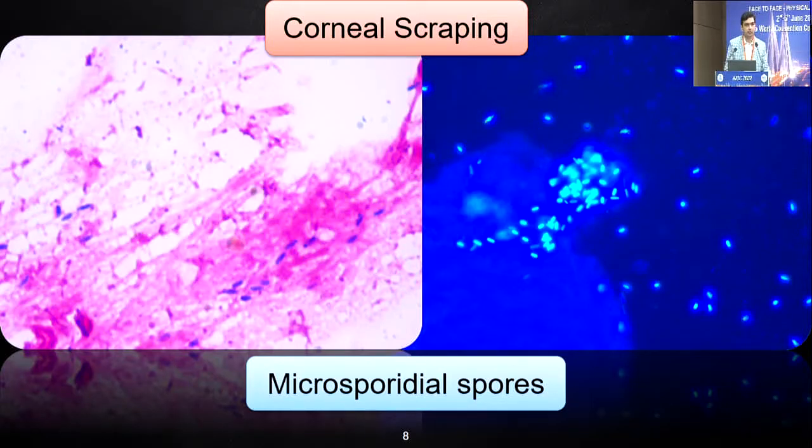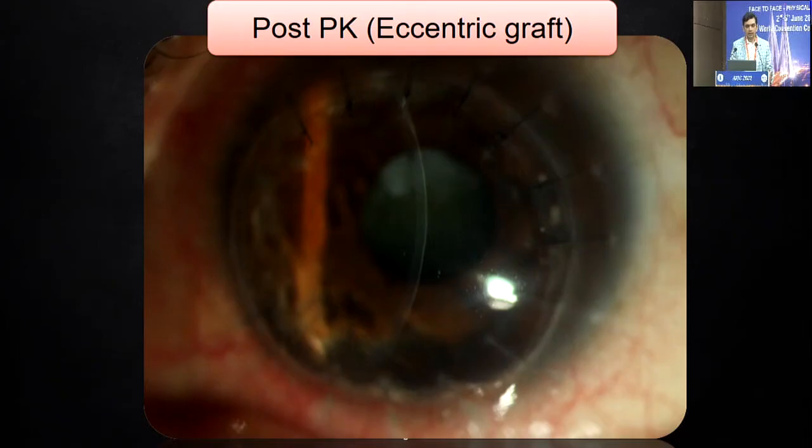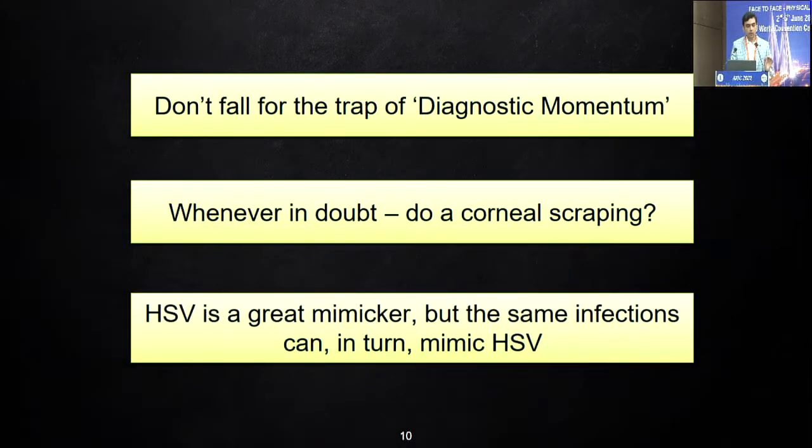We did a corneal scraping, and what we found was microsporidial spores in the stroma. We did a therapeutic keratoplasty as indicated in this patient, taking an eccentric graft to resolve everything. So just a simple scraping could have reached a diagnosis, but the patient was repeatedly being treated for HSV for the last 9 months. So don't fall for the trap of diagnostic momentum.